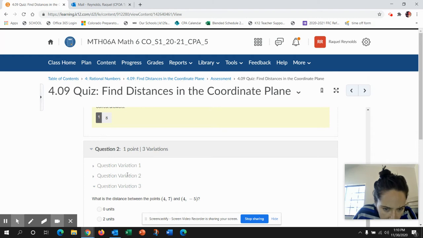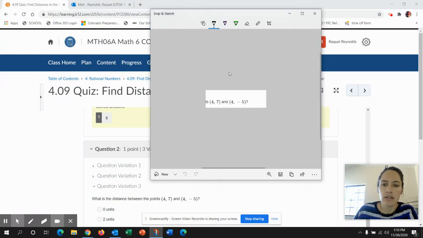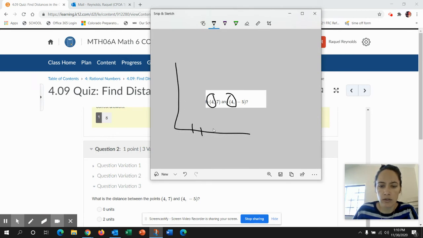What is the distance between? Okay, so take a look at this one. These are on the same, right? So they're the same x coordinate. Now it's a vertical line. It's a vertical distance. So if we have a graph, 1, 2, 3, 4, this is the x-axis. There's 4. We have 4 and we have -5. 1, 2, 3, 4, 5.